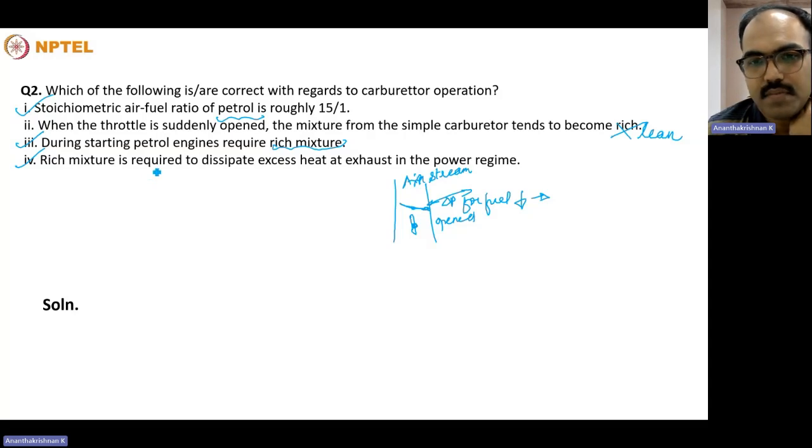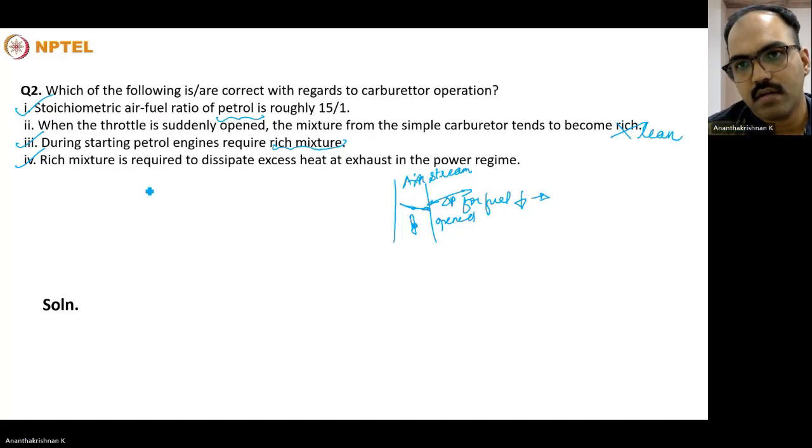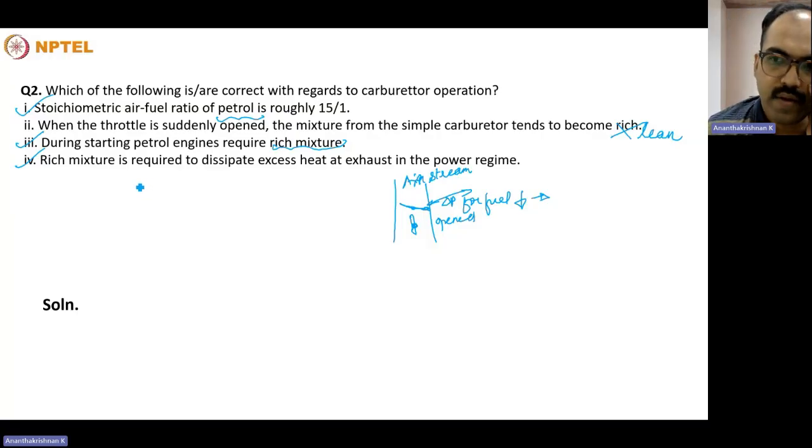So in the power regime, take the case of a four-stroke engine. There will be suction. There will be compression. Then there will be power cycle, followed by the exhaust. So rich mixture is required to dissipate excess heat at exhaust in the power regime.